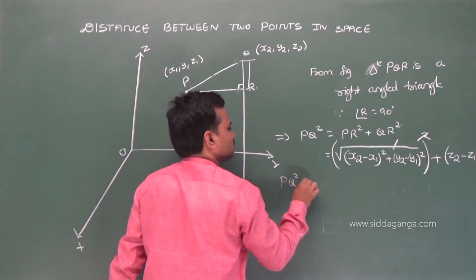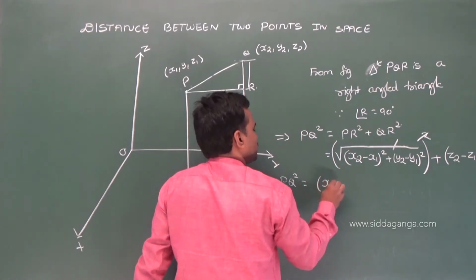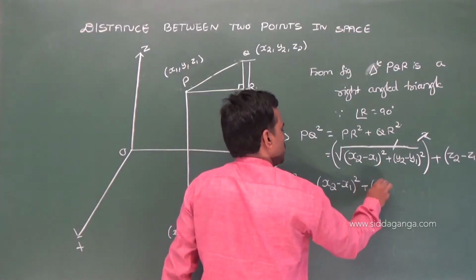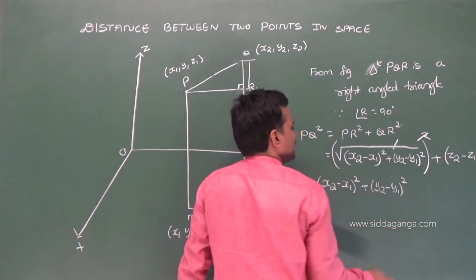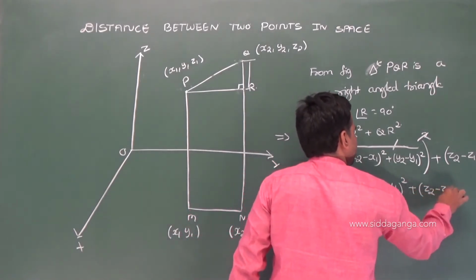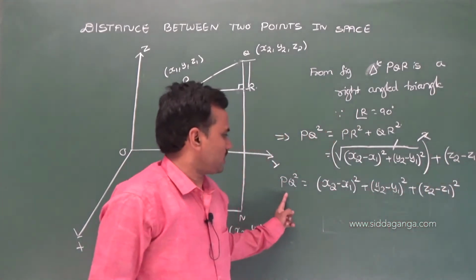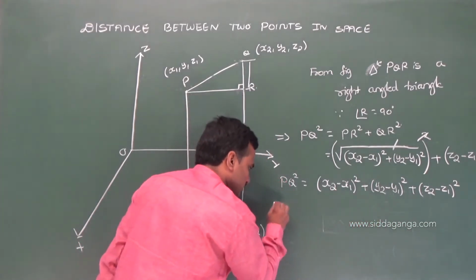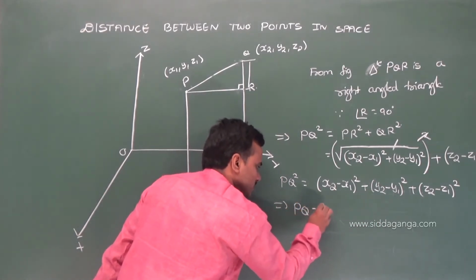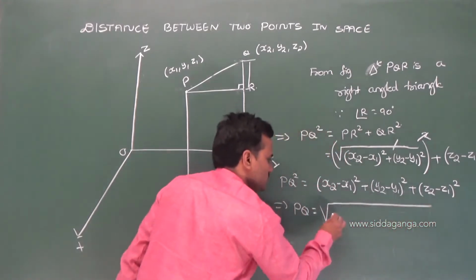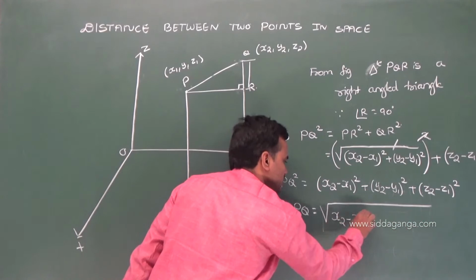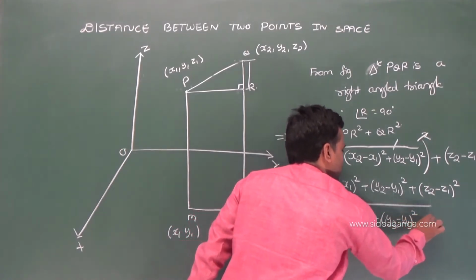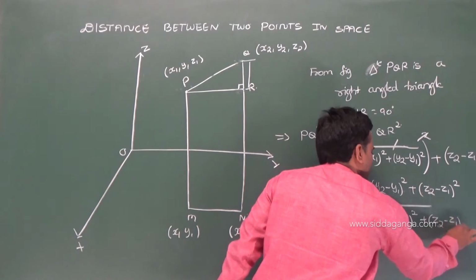PQ square, what is left? Observe, x2 minus x1 whole square plus y2 minus y1 whole square plus z2 minus z1 whole square, correct? PQ square is x2 minus x1 whole square plus y2 minus y1 whole square plus z2 minus z1 whole square. That implies PQ is nothing but square root of x2 minus x1 whole square plus y2 minus y1 whole square plus z2 minus z1 whole square.